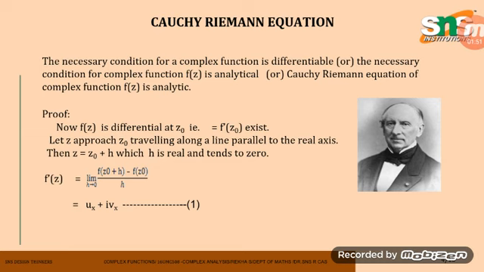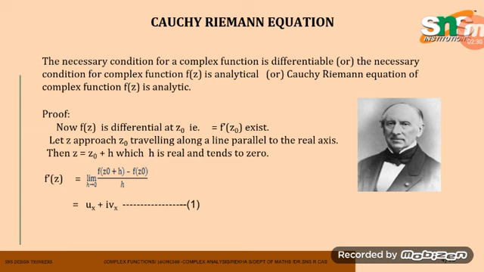Next, an important theorem based on analytic functions is the Cauchy-Riemann equation. The Cauchy-Riemann equation is a necessary condition for a complex function to be differentiable, and here we discuss it in Cartesian form. Now f of z is differentiable at z0, so the limit as z tends to z0 of f of z minus f of z0 over z minus z0 equals f dash of z0 exists.